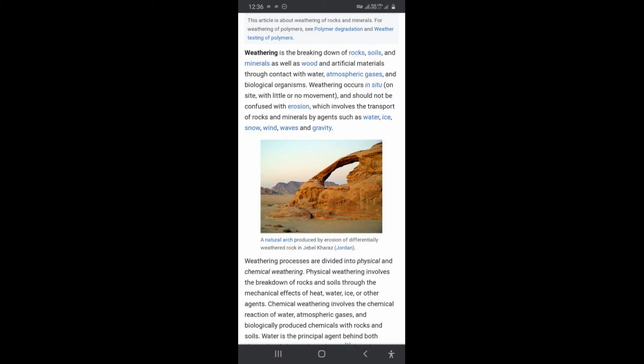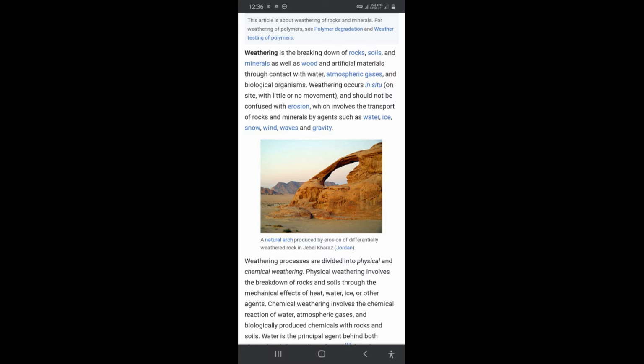So in the end, the product has a different chemical composition and a poorer physical constitution than the parent rock. It is to be noted that the unstable mineral state of the rock is the reason for this kind of weathering.